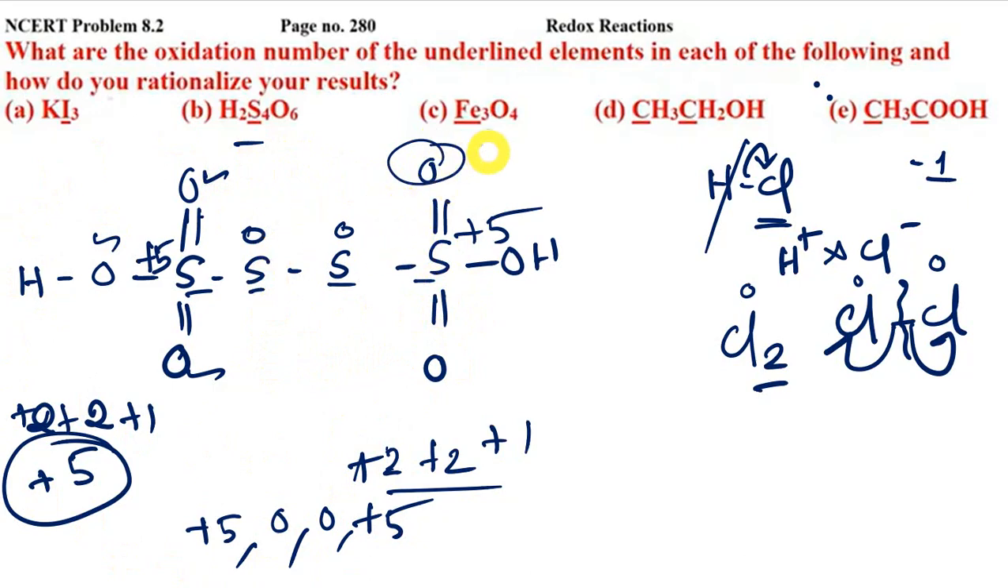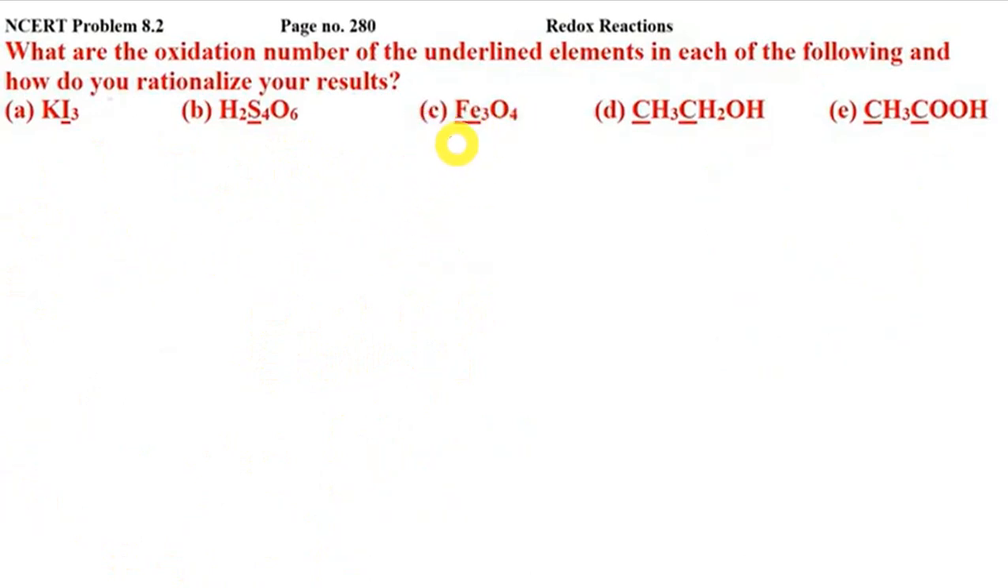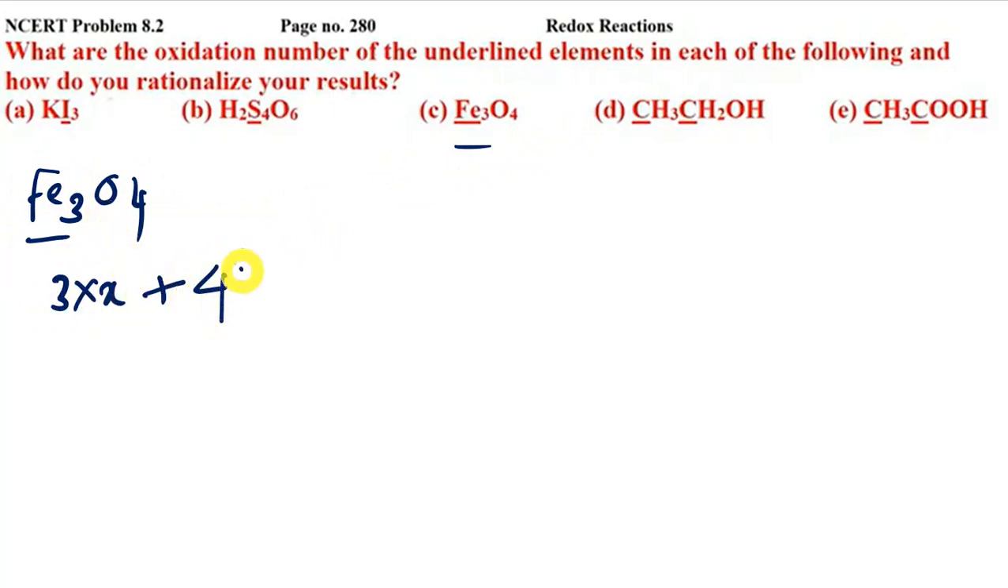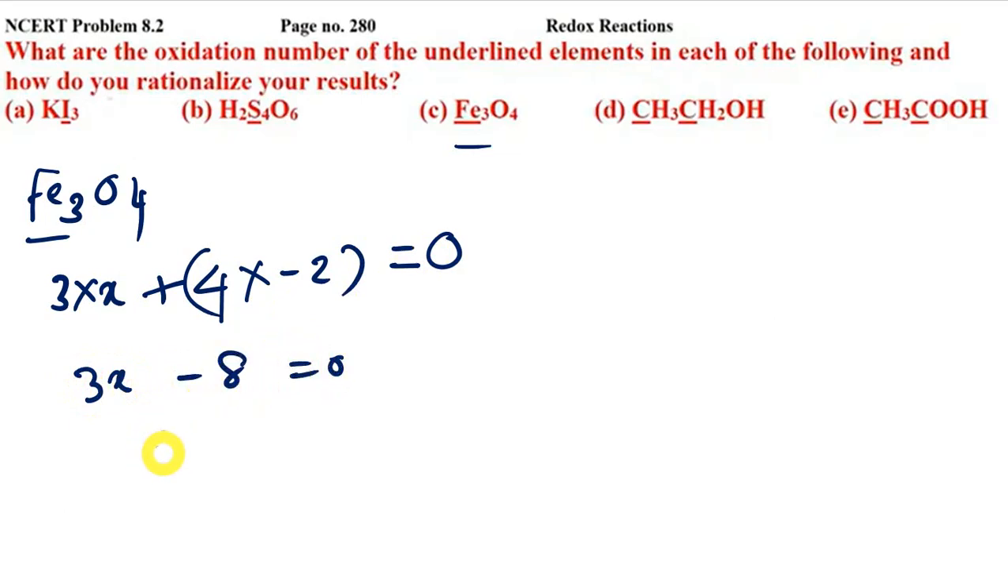H2S4O6. Is that clear? Now let us go for Fe3O4. Let us write it. Fe3O4. It means that 3x, that is 3 into x, plus oxygen is minus 2 as we know. 4 oxygens are there, so 4 into minus 2, that is equal to 0. So 3x minus 8 is equal to 0. X is equal to 8 by 3. Got it? X is equal to 8 by 3.